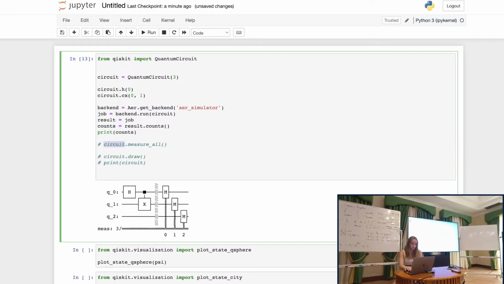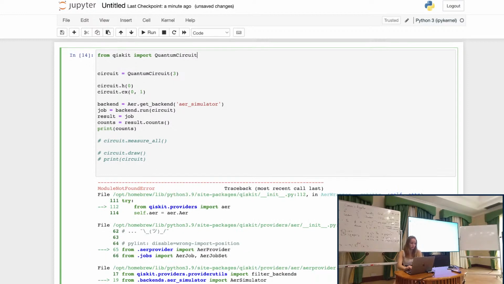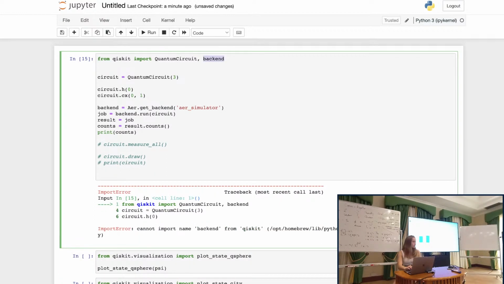A nicer way to plot it, though, is not to just look at the counts this way, but to actually plot them in a histogram. So I can just say plot histogram of my counts, and then we see them plotted in a nice way. And I can just run it again, so you will see it will actually give me a different result every time.